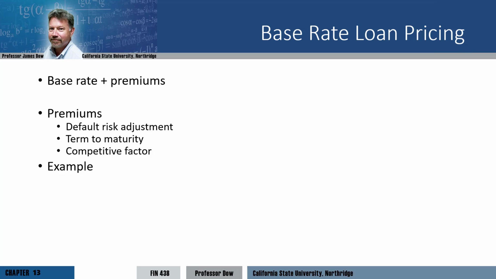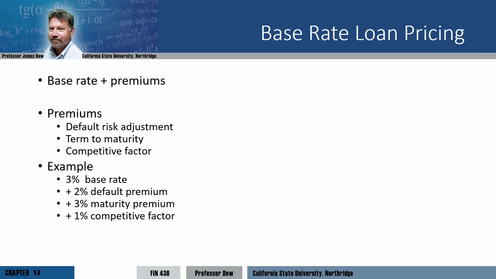As an example, we could imagine a bank charging a 3% base rate to its low-risk customers, then adding an extra 2% default premium because the borrower has a higher chance of default, and then adding a 3% maturity premium because the loan is for a longer period of time, and then finally adding 1% because the borrower probably won't leave if they were charged the extra 1%. Adding things up, the borrower would be charged 9% on the loan.